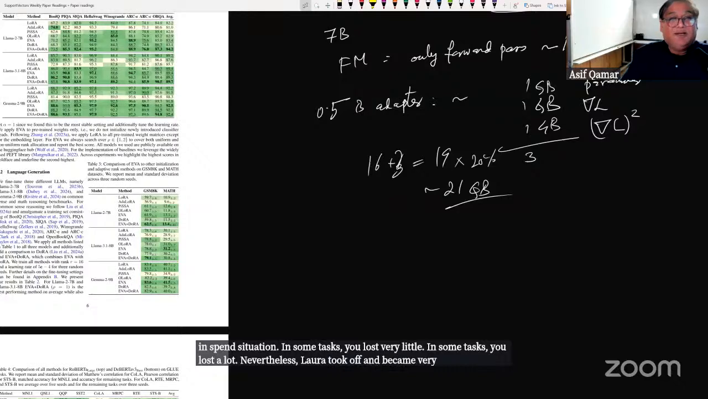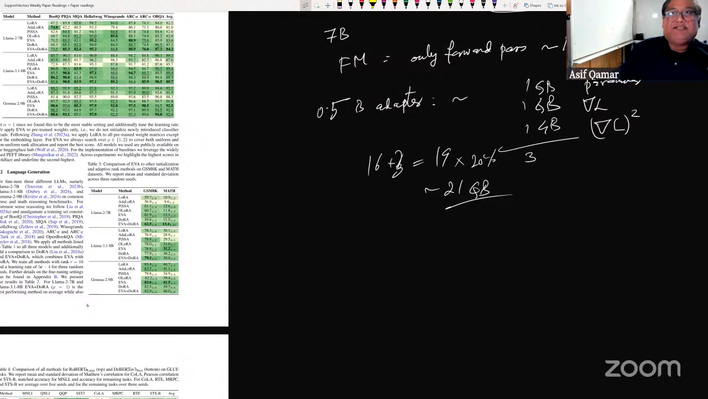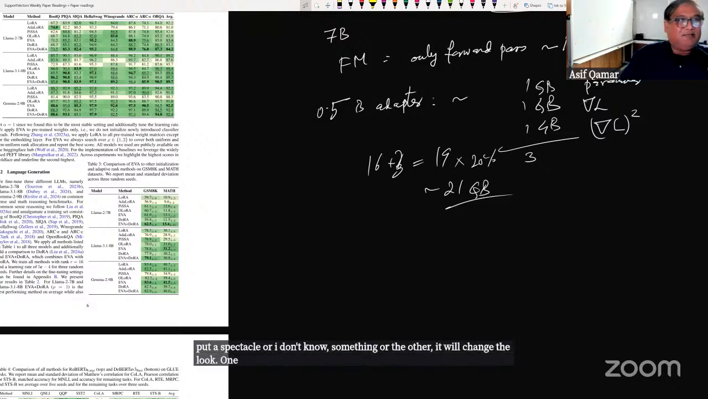Those of you who create images, pictures, know that if you go to various image generation websites, or if you work with diffusion models, there is a galore of LoRa adapters. One will put, for example, a spectacle or something or the other. It will change the look. One will change the look this way. Another will give you the Van Gogh look to the whole scene and whatnot.